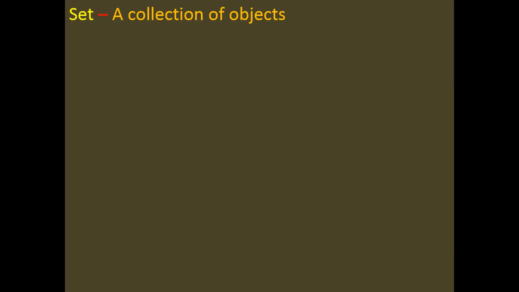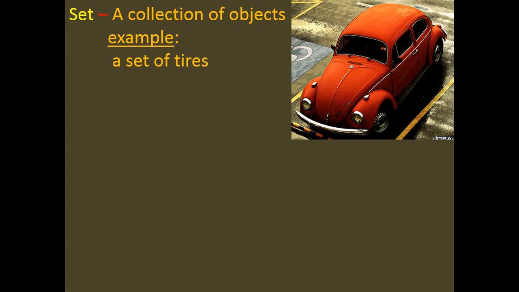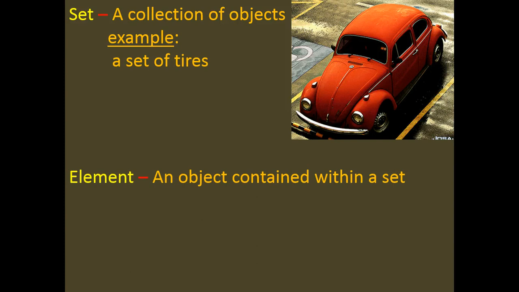So a set is just a collection of objects. Now that could be a collection of any objects, and this isn't really an idea that's new to us. For example, the tires on your car are called a set of tires, or the dishes in your kitchen are a set of dishes. So generally speaking, a set is just a collection of objects that we're grouping together for some reason. An element is an object contained within a set.